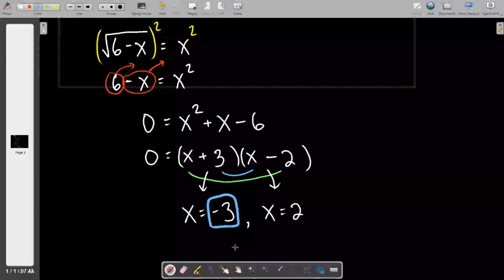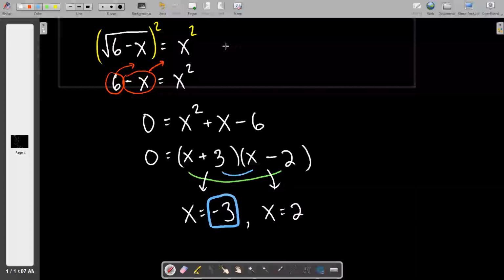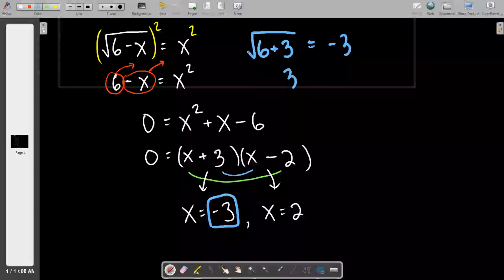So as I do that, and I go back up to the top, if I rewrite the equation, it'll say the square root of, what does that say? 6 minus x. So I believe that is 6 plus 3. And then on the right-hand side, where I have x, I'll put -3. And 6 plus 3 is 9. What's the square root of 9? 3. And 3 does not equal -3. So that candidate, x equals -3, gets a cross out.